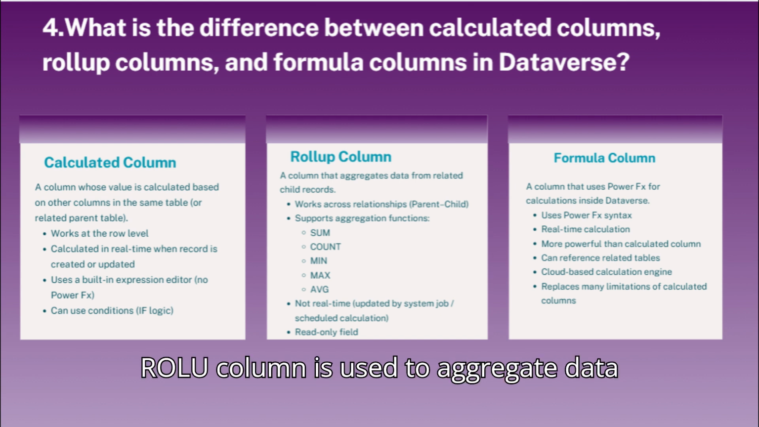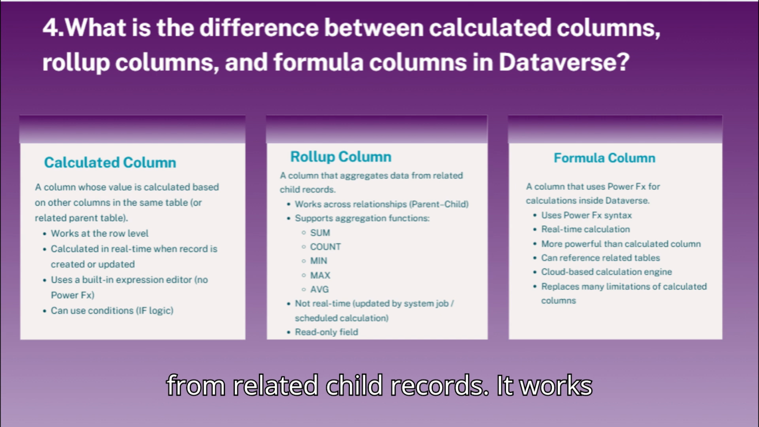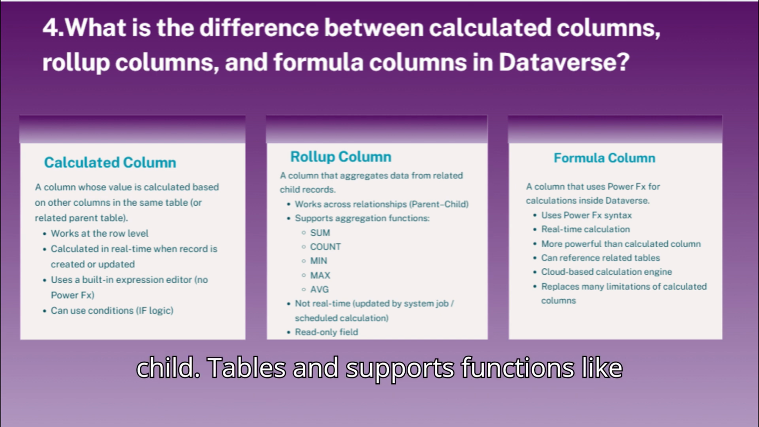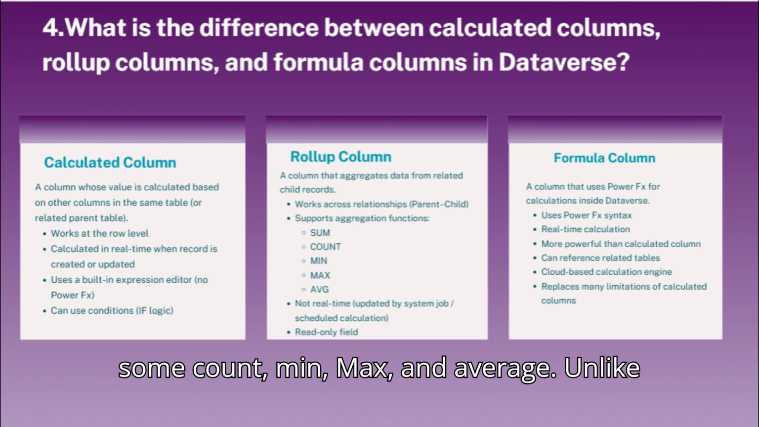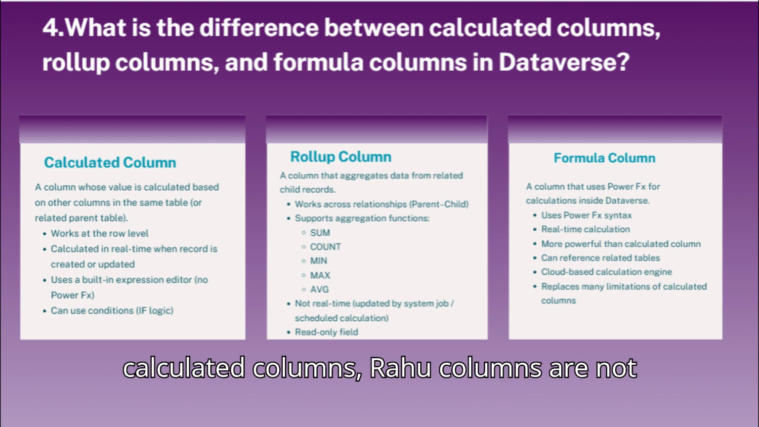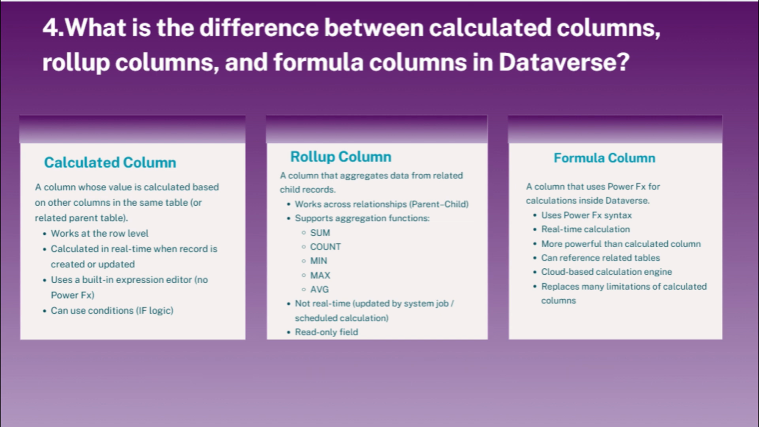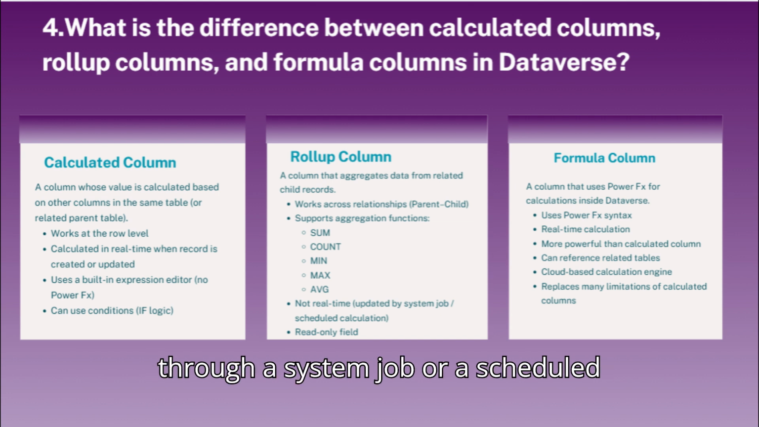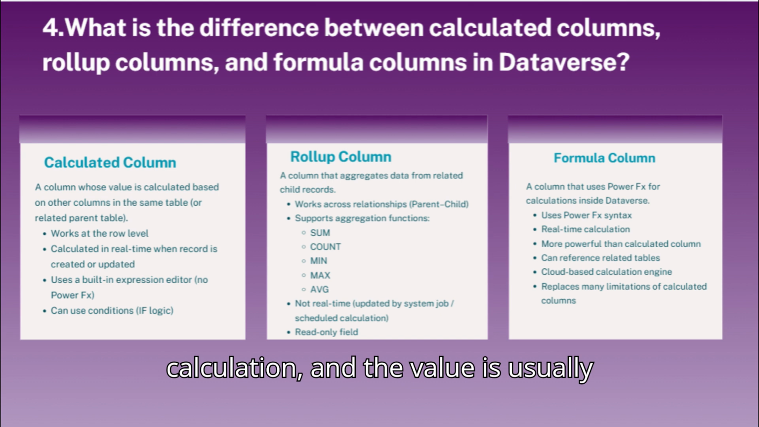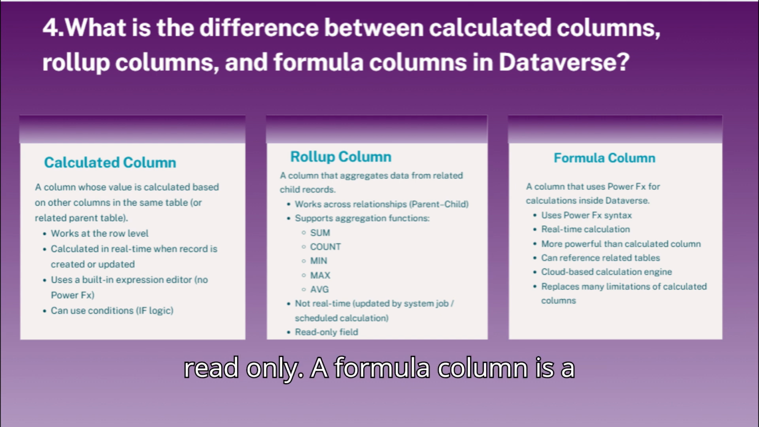A Rollup column is used to aggregate data from related child records. It works across relationships such as parent-child tables and supports functions like sum, count, min, max, and average. Unlike calculated columns, Rollup columns are not updated in real time. They're updated through a system job or scheduled calculation, and the value is usually read-only.